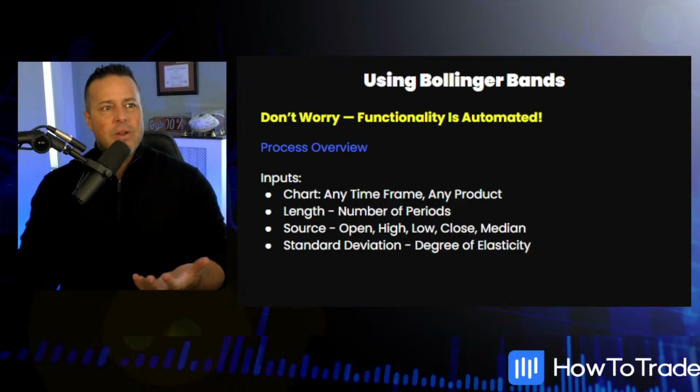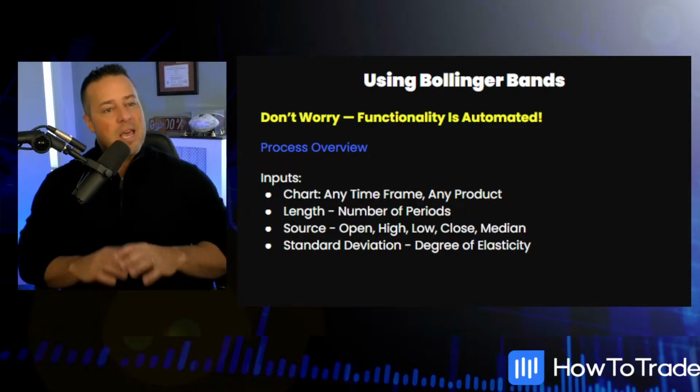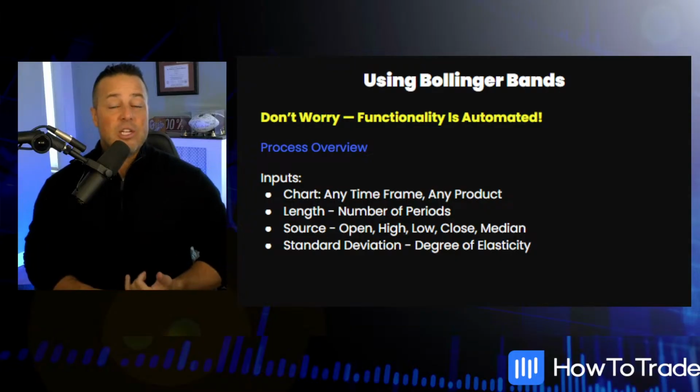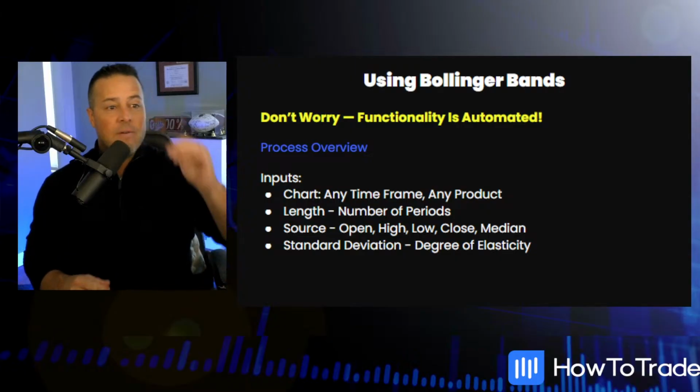So we've got good news. Functionality is automated. You just add the tool to your chart, set up your settings, and it's going to calculate those lines beautifully. Inputs, we're going to look at a chart. You can go on any time frame on any product. We're going to look at some really, really tight time frames and get involved there in a number of different ways.